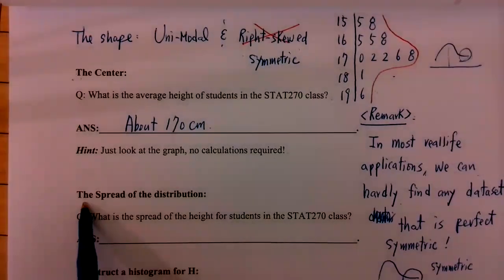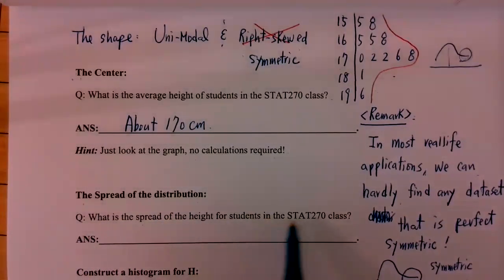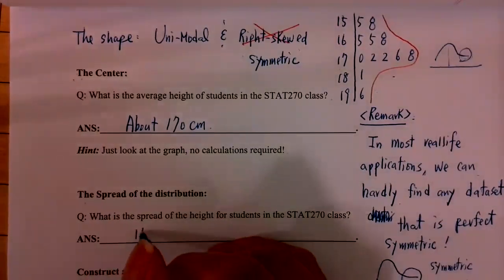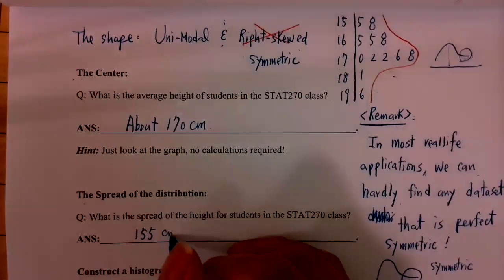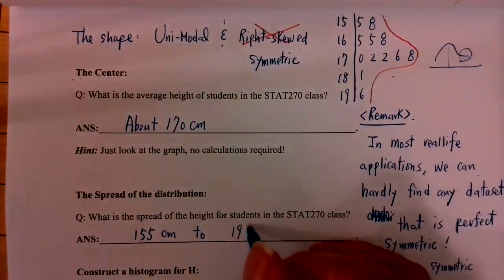The last one, the spread of the distribution. Question, what is the spread of height for students in the STAT 270 class? You say the shortest one was Queenie, 155 centimeters, to the tallest one, 196 centimeters.